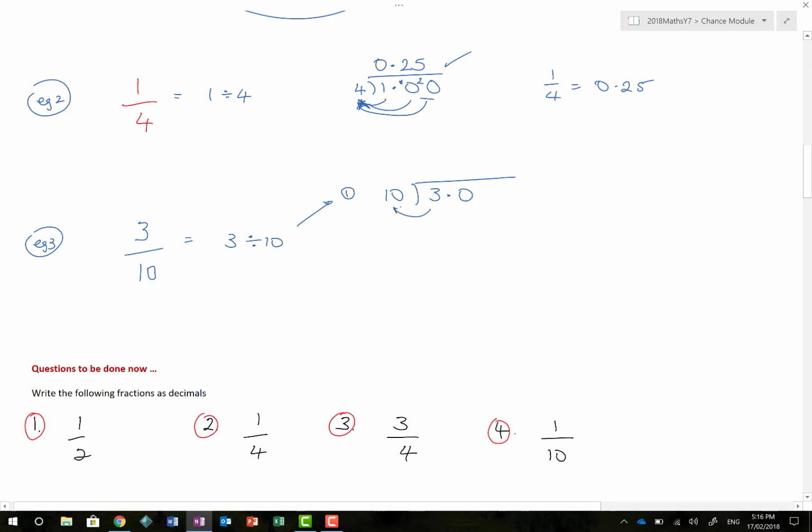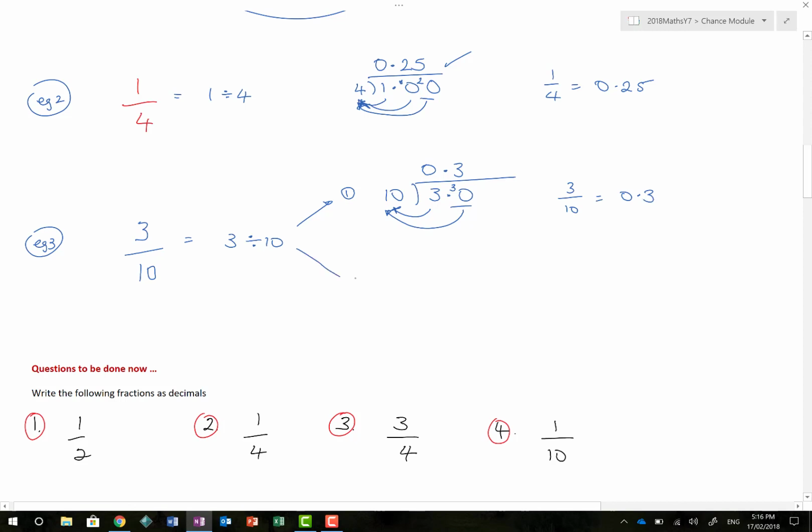So, does 3 get divided by 10? No, it doesn't. Put a 0 there and it carries 3. This number now becomes 30 and we divide that by the number outside. 30 divided by 10. How many 10s go into 30? There's 3. With a remainder? Nope. So I now know that 3 divided by 10 is equal to 0.3.